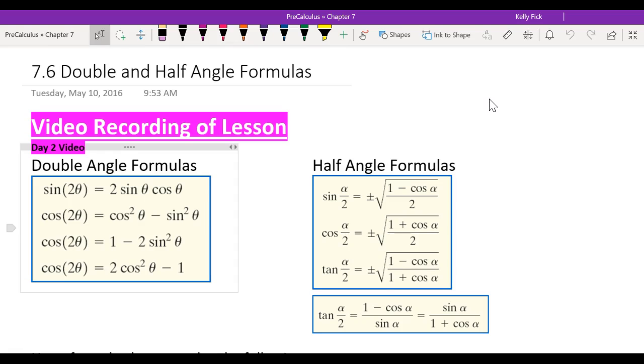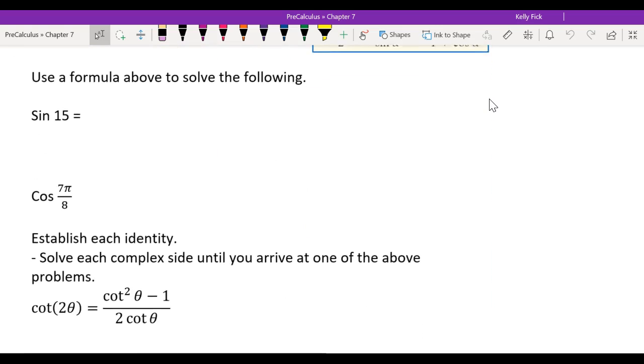And then these are your half angle formulas, okay? So again, I don't have them memorized. For your test, I don't expect you to memorize them. But for your CLEP test, they could appear, okay? So here is how they work.